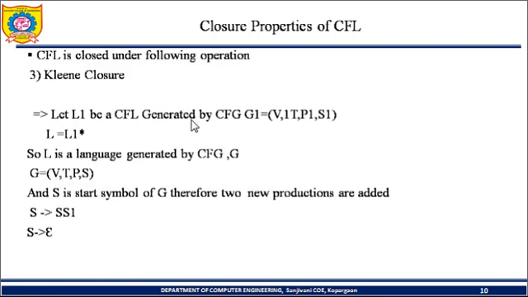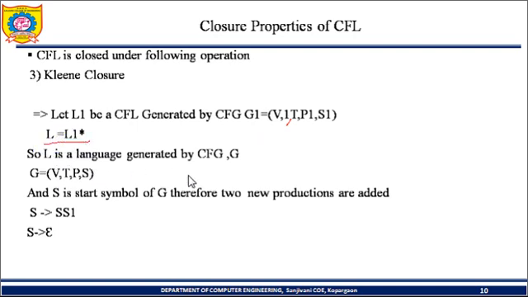And the third property is Kleene closure. Here let L1 be a CFL, then L1 star, if you take the closure, is also a CFL. So CFG G1 = (V1, T, P1, S1), where V1 is the set of variables for grammar G1, T is the terminals, P1 is the productions, and S1 is the starting symbol of the grammar G1. Then L = L1 star, meaning we want to take its closure.